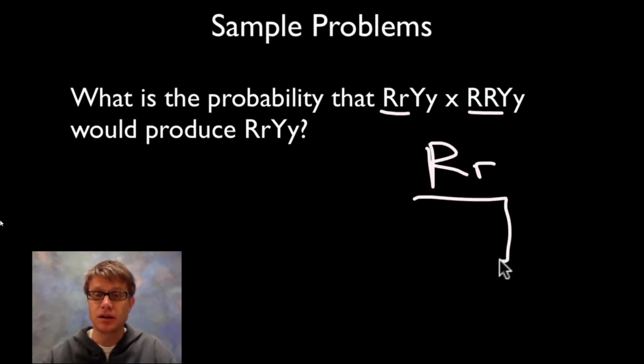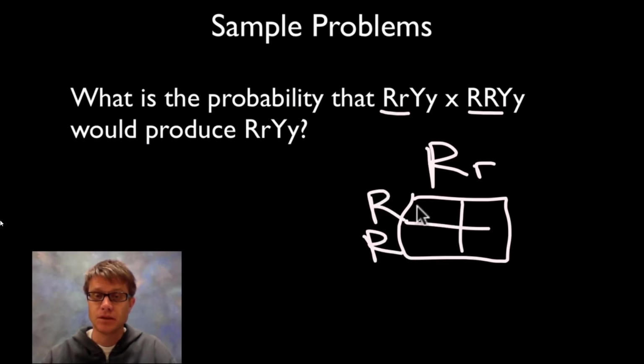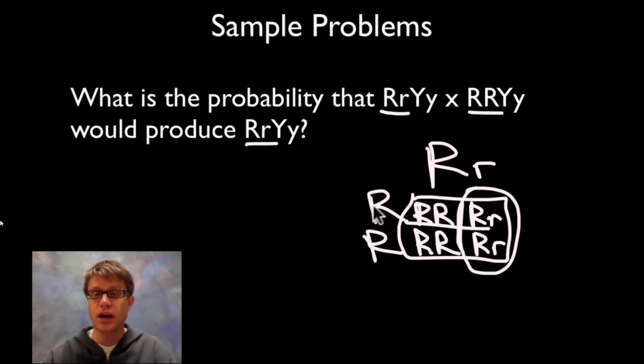so I could write it out like this, big R, little r, crossed with big R, big R. And so that's going to be big R, big R, big R, big R, big R, little r, big R, little r. So the odds that we're going to produce this, you can see, is a 2 in 4 or a 1/2 probability. So you just write 1/2 underneath this one.